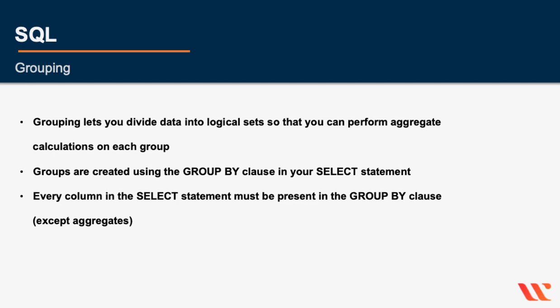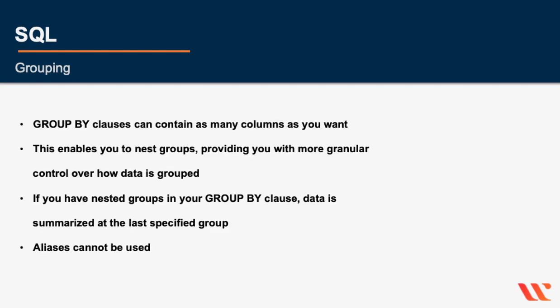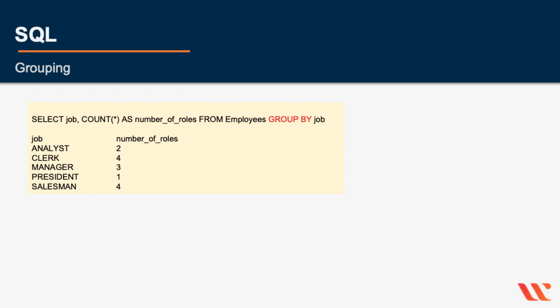The group by clause must come after any where clause and before the order by clause. The group by clause can contain as many columns as you want, so this helps you nest groups, providing you with a lot more control. If you nest the groups in the group by clause, the data is summarized at the last specified group. This sort of works in a recursive fashion. Aliases can't be used if you're using the group by.